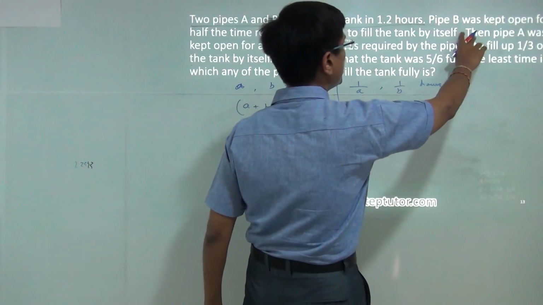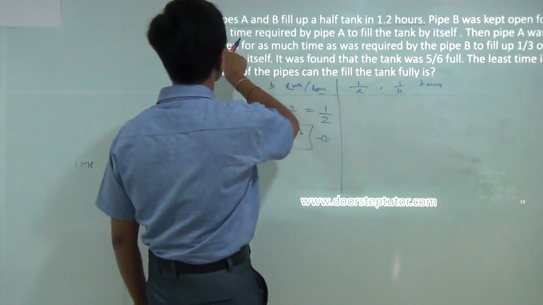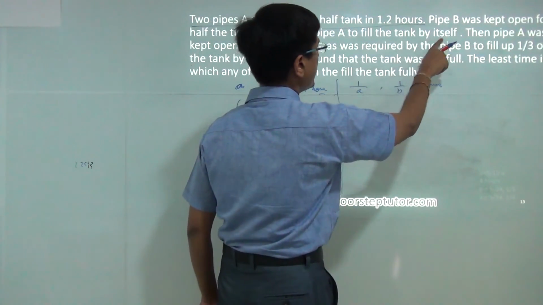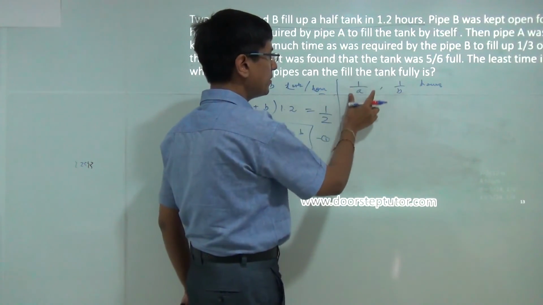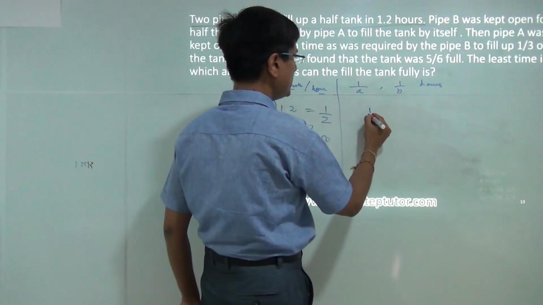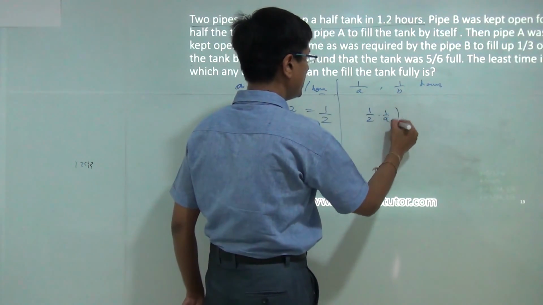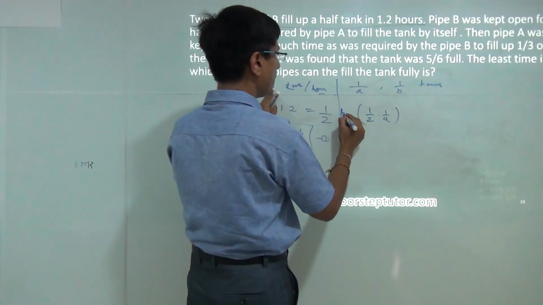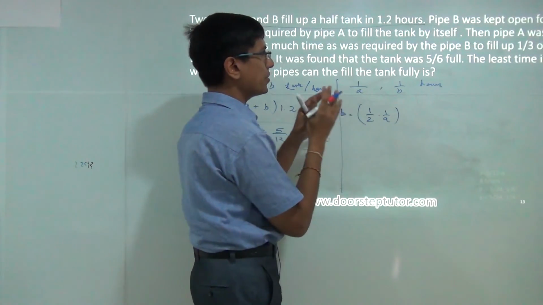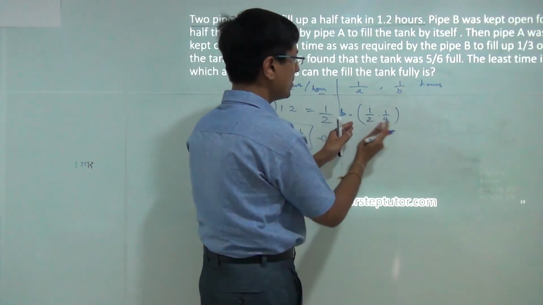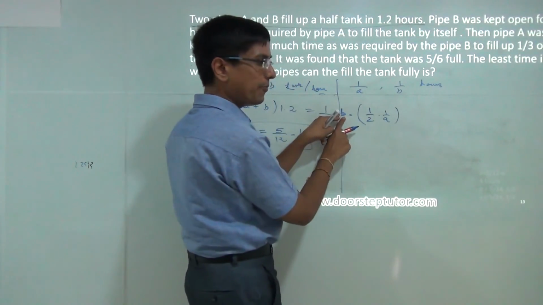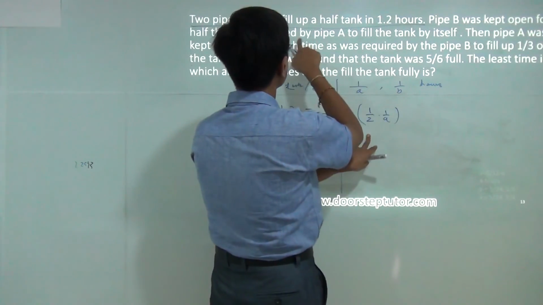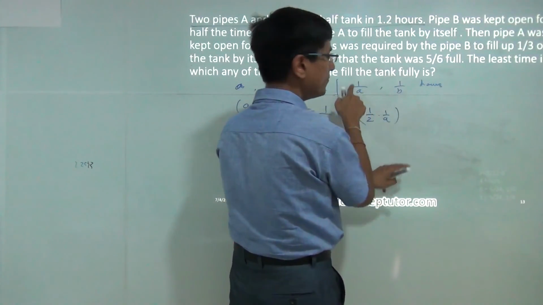What are we being told? Pipe B was kept open for half the time required by pipe A to fill the tank by itself. So pipe A takes 1 by A hours. So half the time is half of 1 by A. What is the rate at which pipe B is doing the work? So this is the amount of water that was contributed by pipe B. That is the rate of pipe B, and it was kept open for half the time required by pipe A to fill the tank by itself, which is 1 by A.